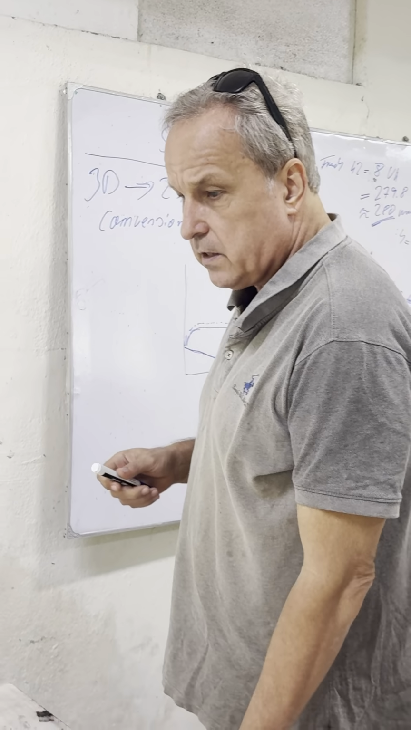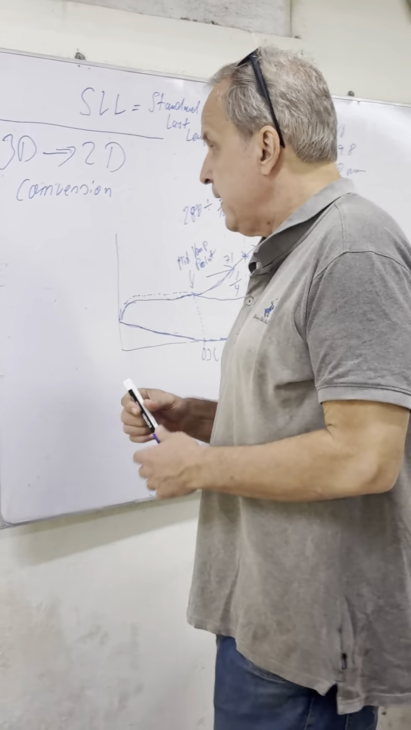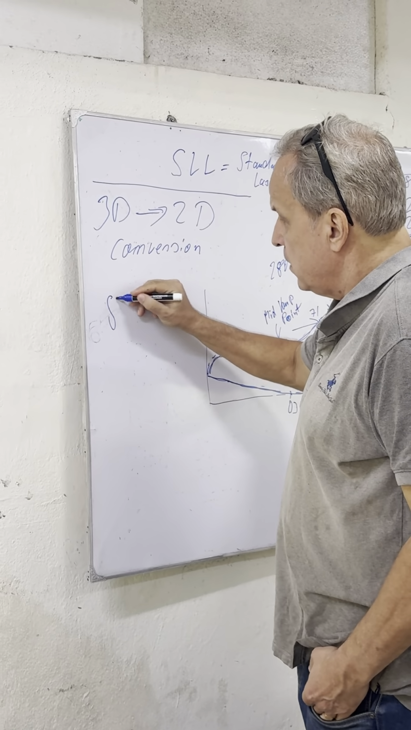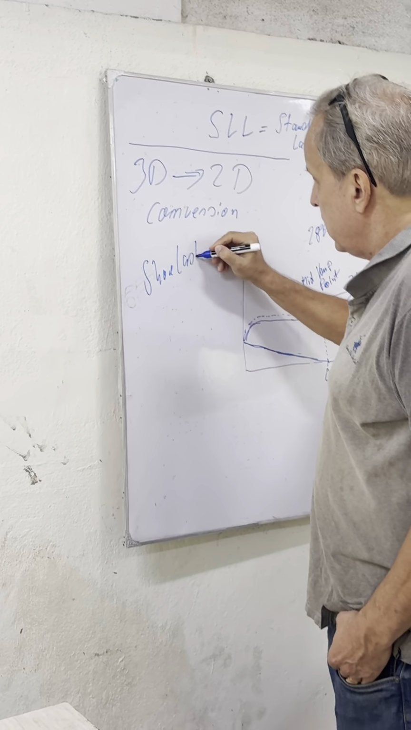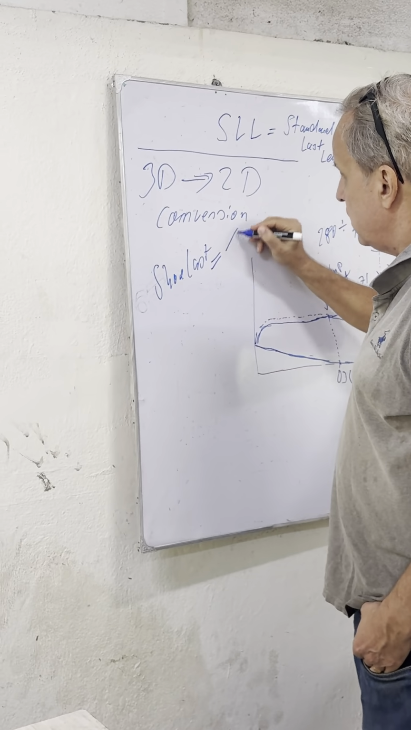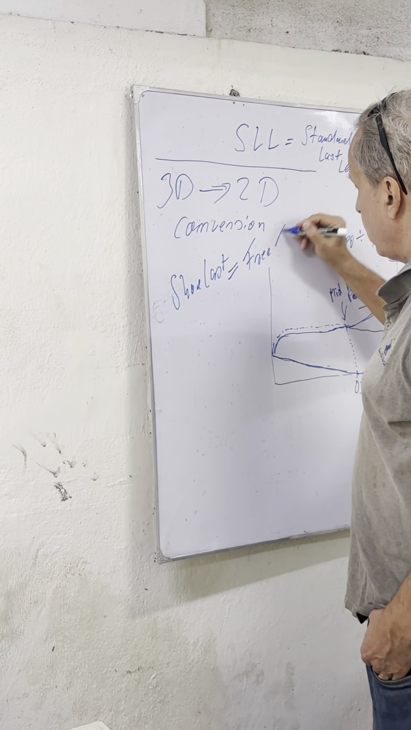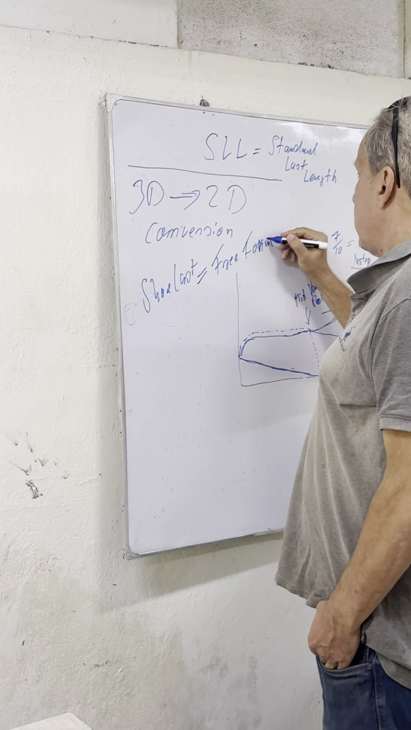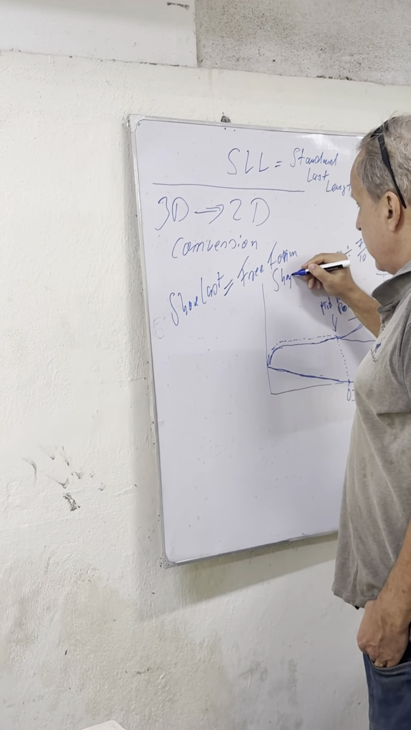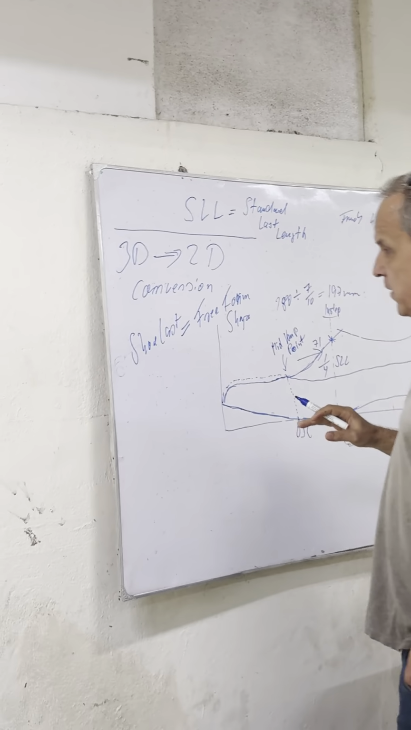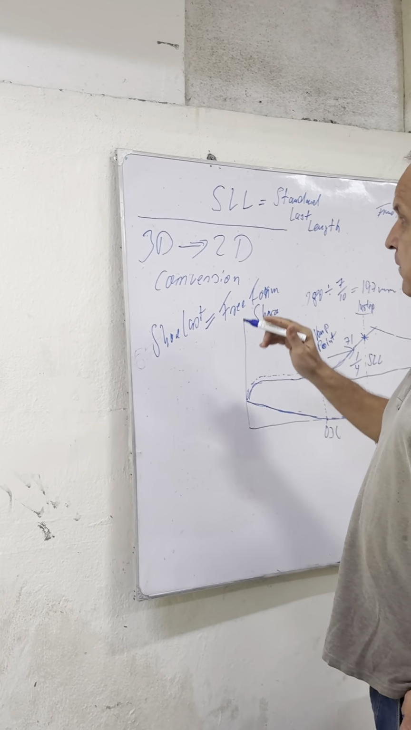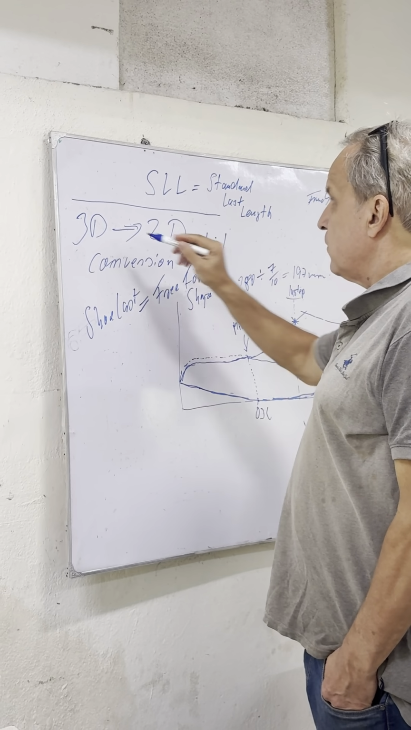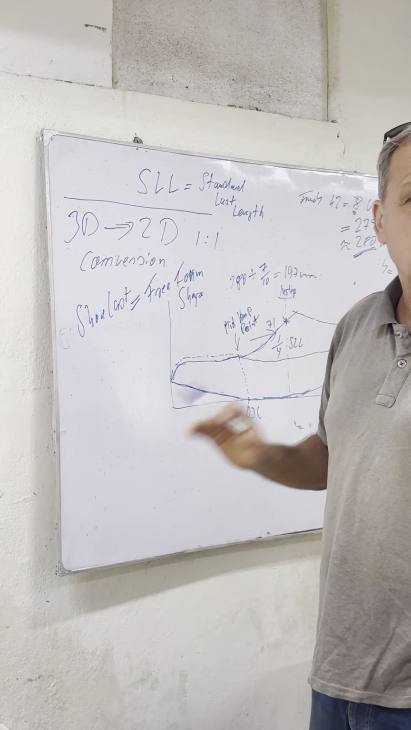The problem here is this: in principle, mathematically, the shoe last is called a free form, or a free shape. So that means basically that a mathematical conversion which is 1-to-1 from 3D to 2D is not possible.